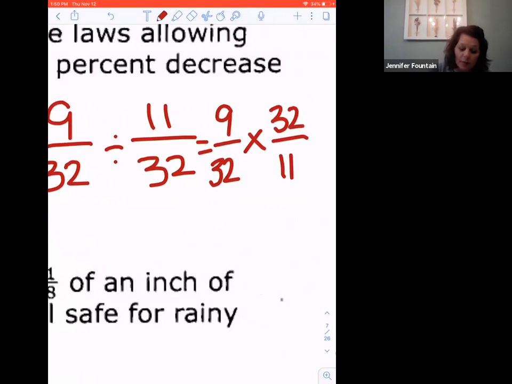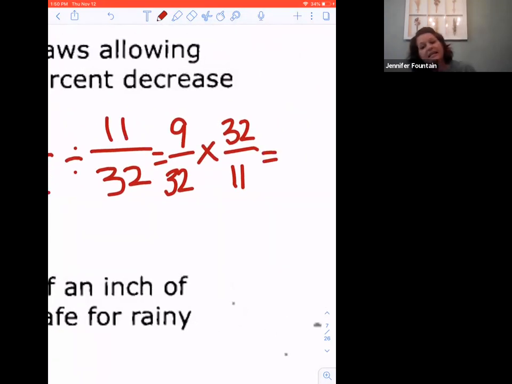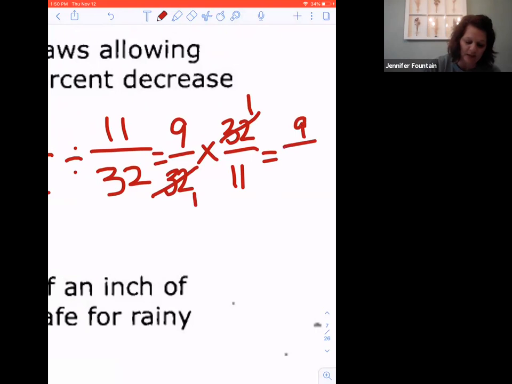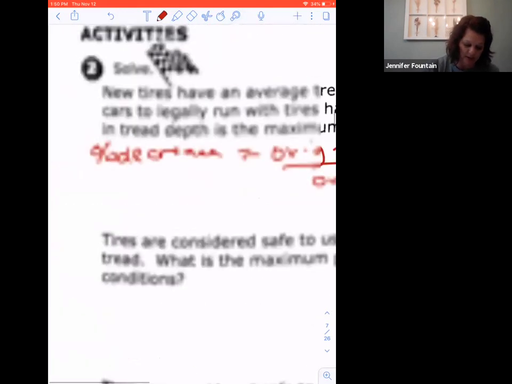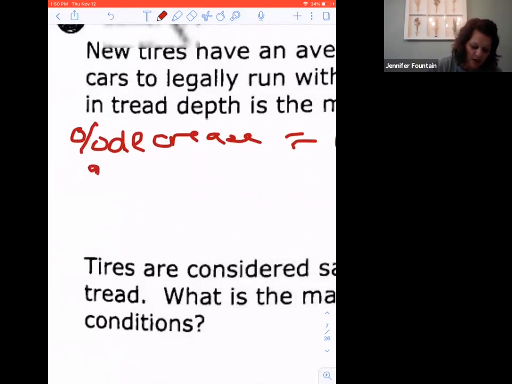Okay. Now remember, when I'm multiplying fractions, I look to see, is there anything that I can reduce? Do I have anything in the numerator that can reduce with anything in the denominator? And I do. I can cross out those 32s. So I don't even have big numbers to multiply anymore, and those each became 1. So 1 times 9 is 9, and 11 times 1 is 11. So my percent decrease, I'm dealing with 9 over 11. So 9 over 11 has to be changed to a percent.